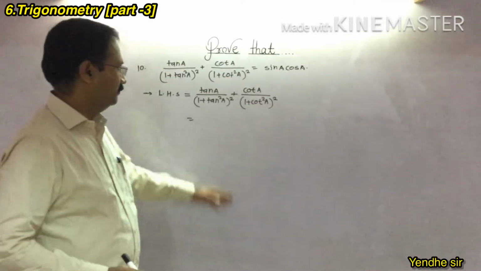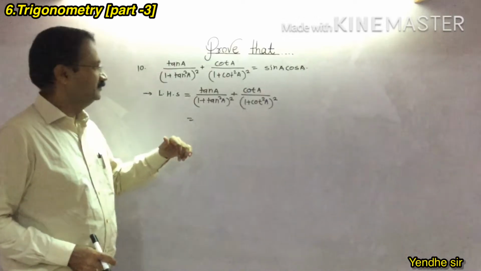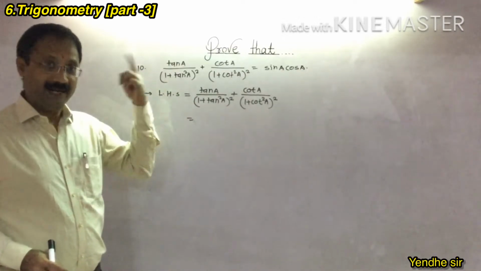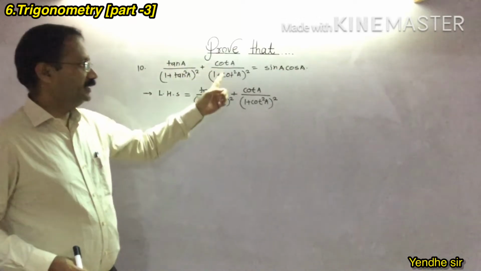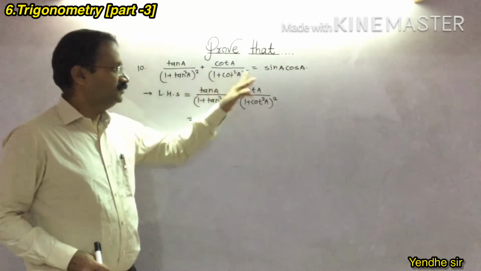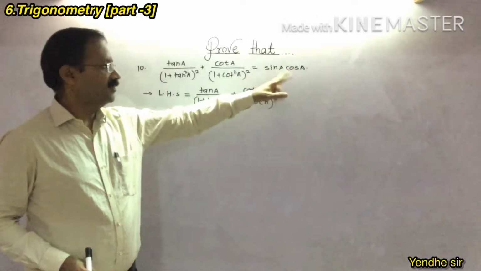Let's start with the different sum. Tan A upon 1 plus tan square A bracket square plus cot A upon 1 plus cot square A bracket square. From this you have to prove that sin A cos A.